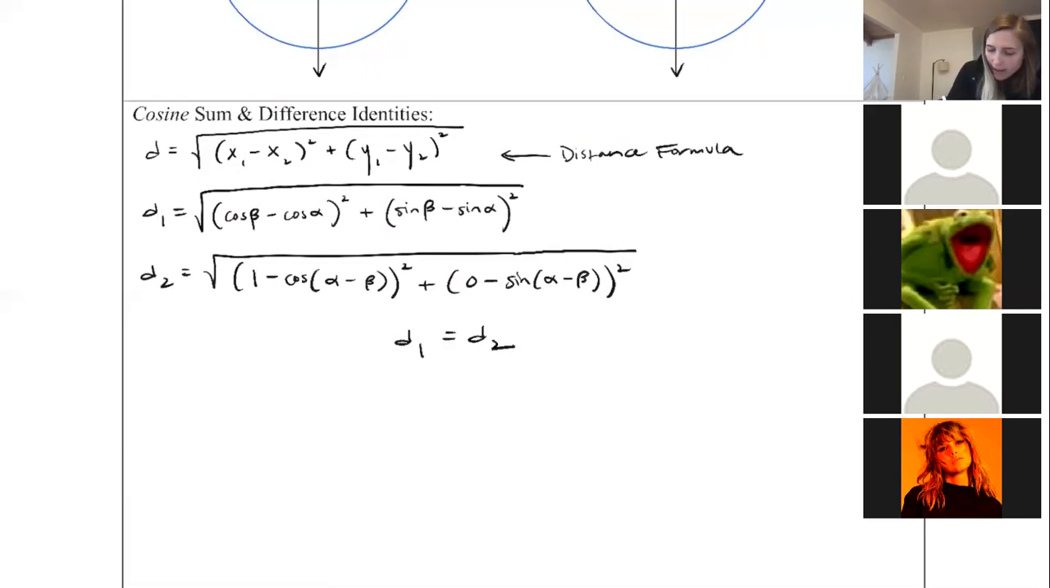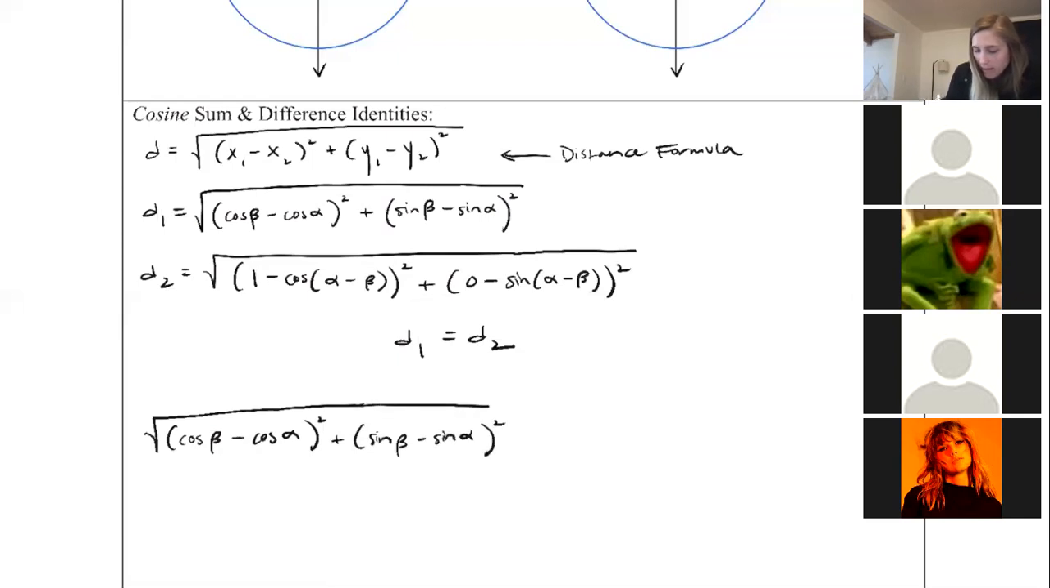So I'm going to take that first, d sub 1, which is cosine beta minus cosine alpha squared plus sine beta minus sine alpha, equals d sub 2. And I am not expecting you to do this derivation on your own.